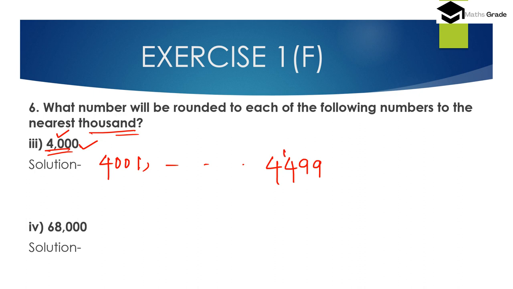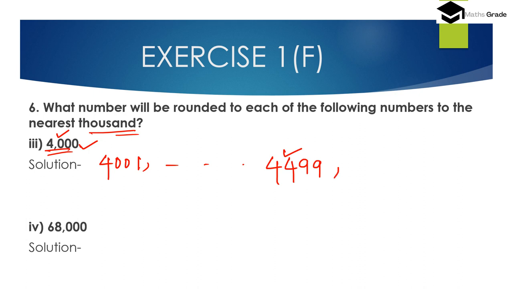4499. Now here the 100s place digit is 4, which is less than 5. So don't add 1 to the 1000s place digit. Just write down the 1000s place digit 4 as it is. And this 4 changes to 0, 9 changes to 0, and 9 changes to 0. Now 4499 rounded up to the nearest 1000 will be 4000.